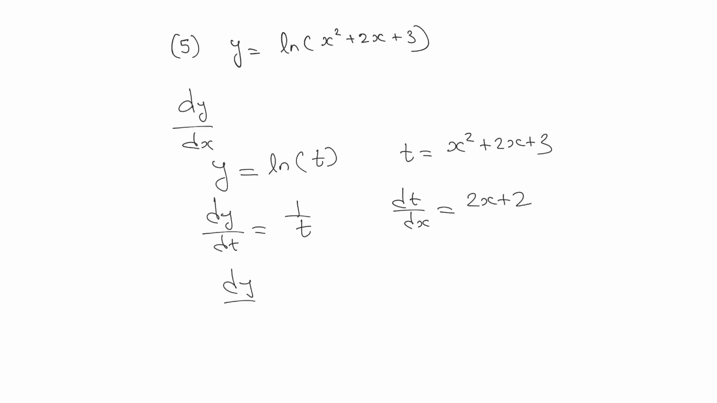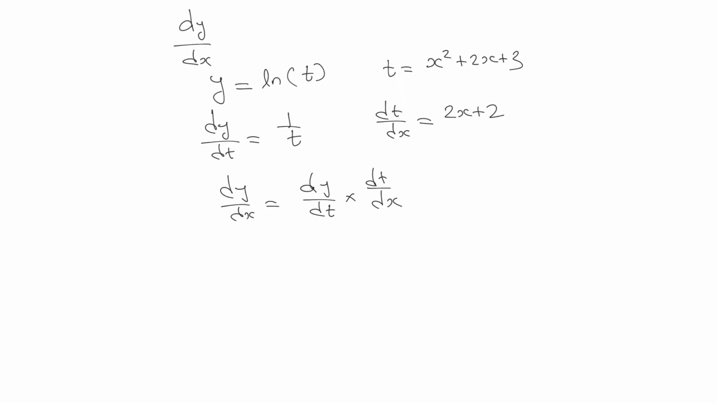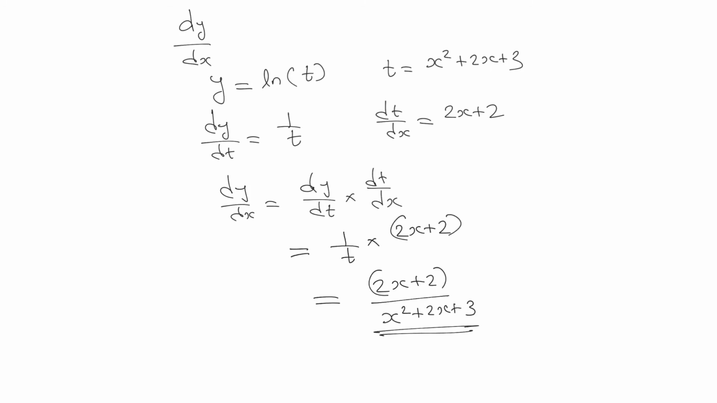So we can find out the value of dy by dx, which is equal to dy by dt into dt by dx. So we can cancel dt and dt, and we'll get the value of dy by dx, which is equal to 1 by t into dt by dx, which is 2x plus 2. So we can write our final answer as 2x plus 2 all divided by the value of t, which is x square plus 2x plus 3. So this will be our final answer.